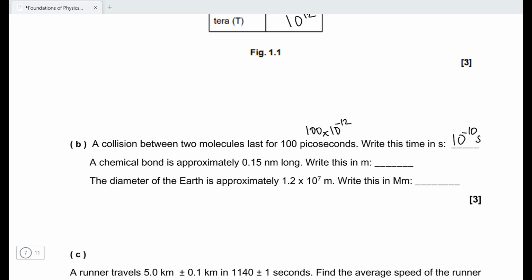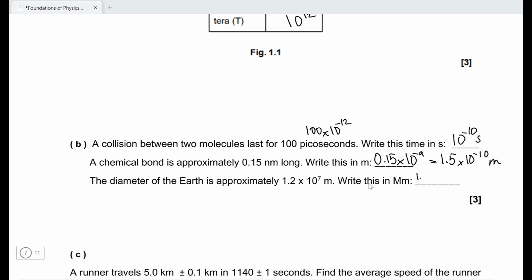Chemical bond is approximately 0.15 nanometers long. Write this in meters. Well, this will be equal to 0.15 times 10 to the power of minus 9, which is 1.5 times 10 to the power of minus 10 meters. Diameter of the Earth is approximately 1.2 times 10 to the power of 7 meters. Let's write this in megameters. How exciting. So if we're converting the other way, if we're converting from the standard, which is the meter, to a prefix, we need to divide by that prefix.